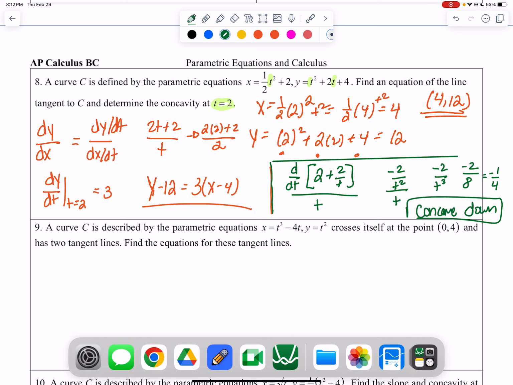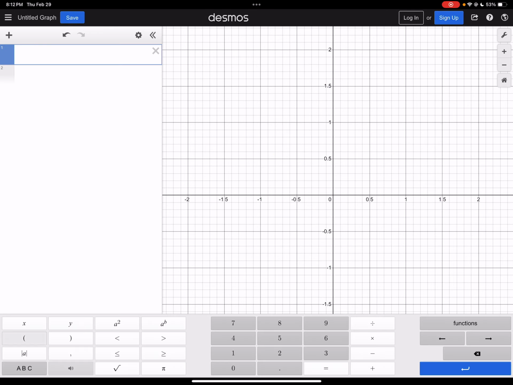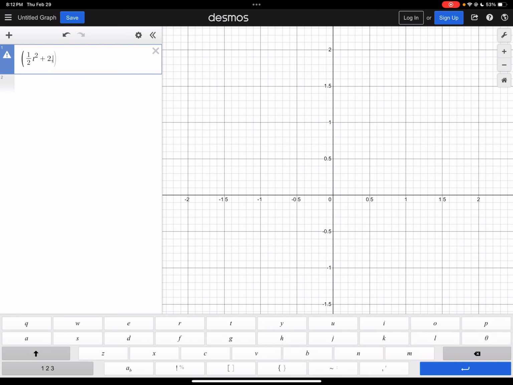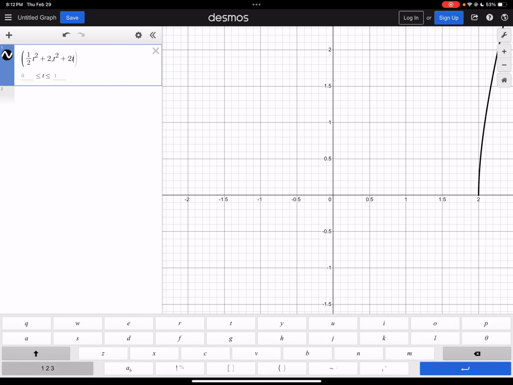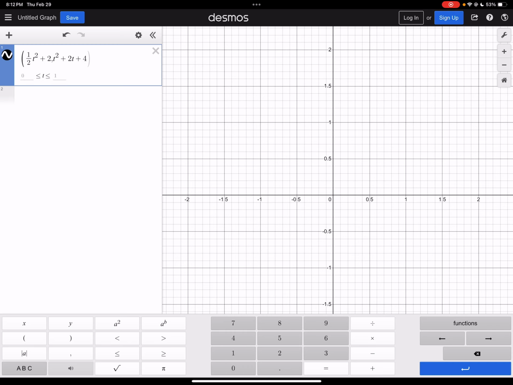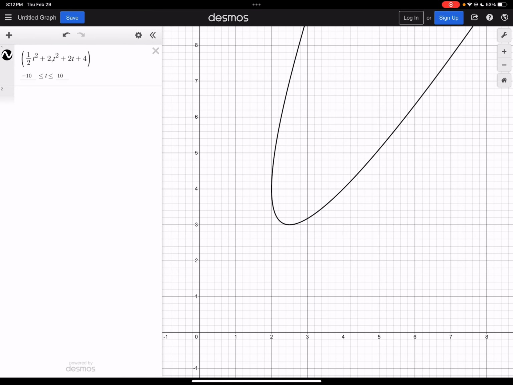What I'm going to do, again, is show you visually what's happening here at t is equal to 2. So here I have 1/2 t squared plus 2. And then I have t squared plus 2t plus 4. And we want to see what's happening at t is equal to positive 2. Okay, that's this thing right here. So when t is equal to 2, that is 4, 12.